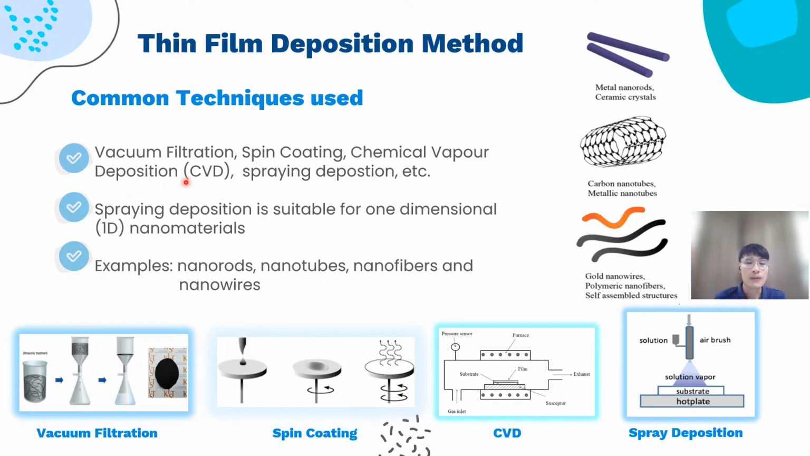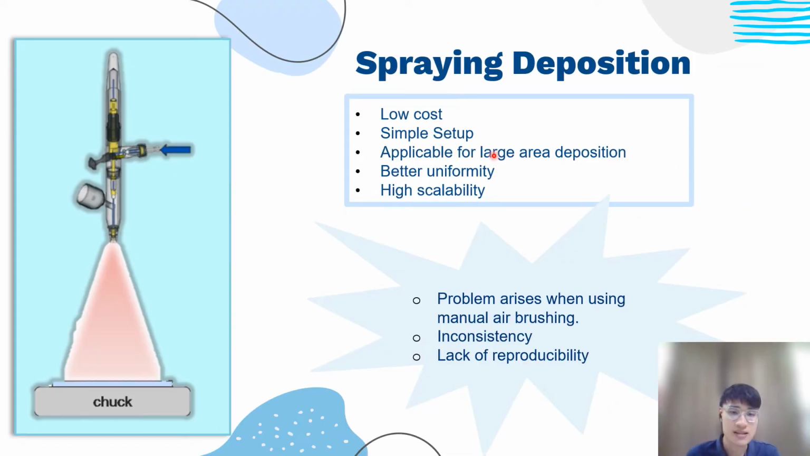There are a few common thin film deposition techniques used in research work such as vacuum filtration, spin coating, chemical vapor deposition, and spraying deposition. Spraying deposition is the best among those aforementioned for 1D materials such as nanorods, nanotubes, nanofibers, and nanowires. The reason is because this method is relatively cheap and simple compared to other methods. It can spray over a large area of substrate and provide better uniformity and scalability.